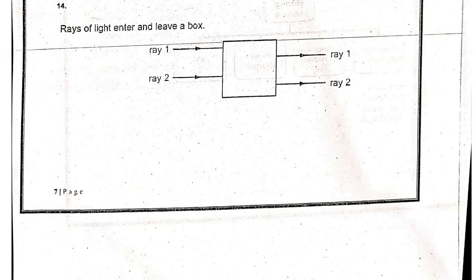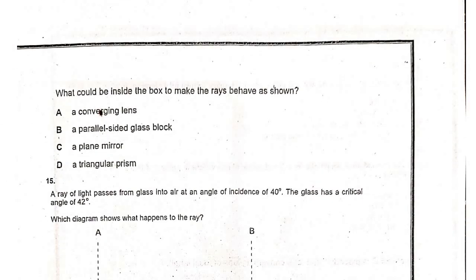A ray of light enters and leaves the box. We have two rays, ray 1 and ray 2, that enter the box and emerge from the other side of the box. As we can see, the rays are still parallel, but a slight variation or slight change in direction is shown in the emerging rays. So let's see the question. What would be inside the box that makes the rays behave as shown?